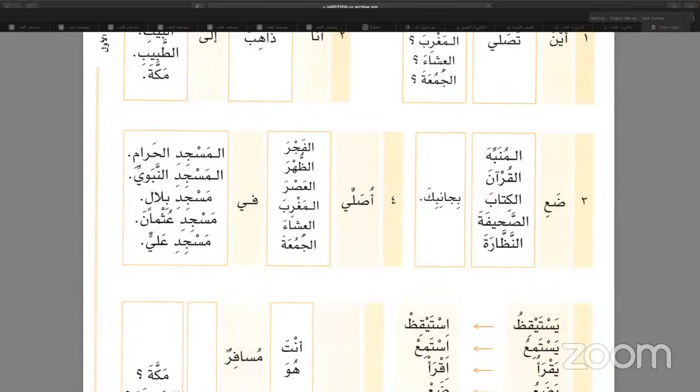Pray Dhuhr in Masjid, the prophetic masjid.